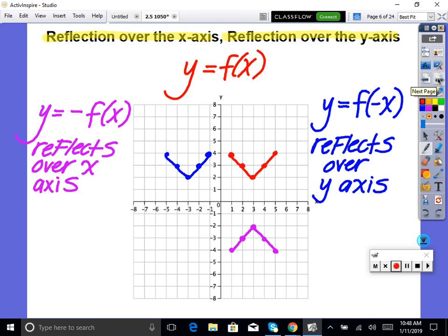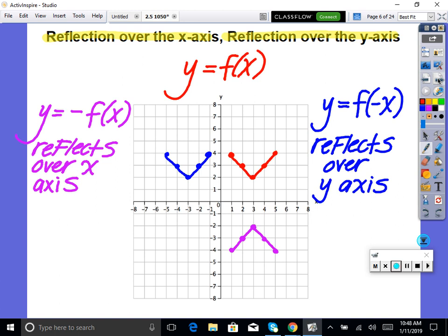Next transformation is a reflection over the x-axis and a reflection over the y-axis. Very important. Those negatives are located in different places. So if the red function y equals f of x is the parent function, if we take something and reflect it over the x-axis, what's going to happen is the negative will be in front of the function, in front of f of x. It's like negative 1 times f of x. That reflects it over the x-axis.